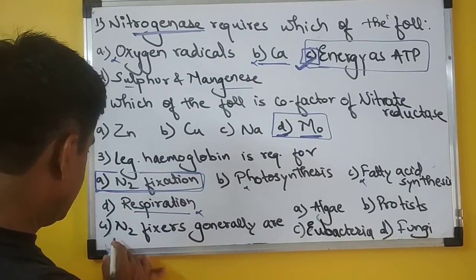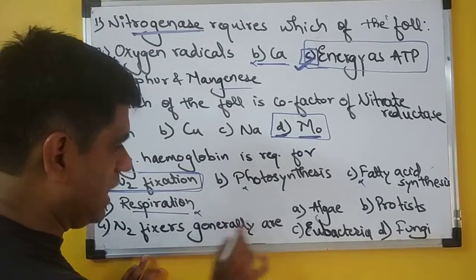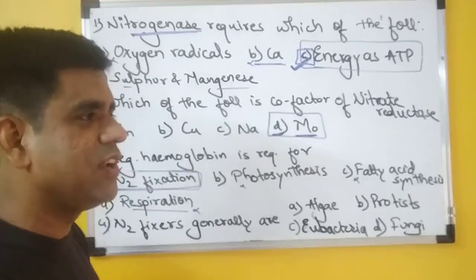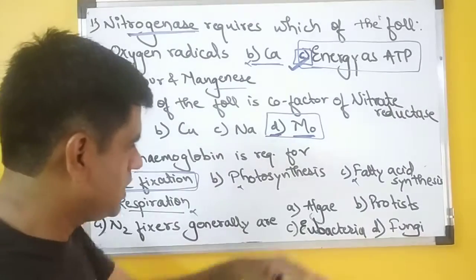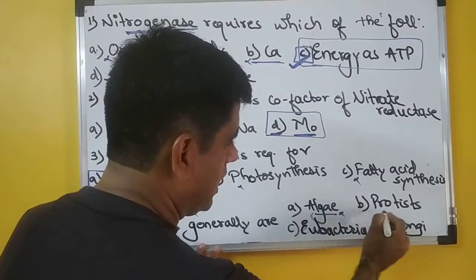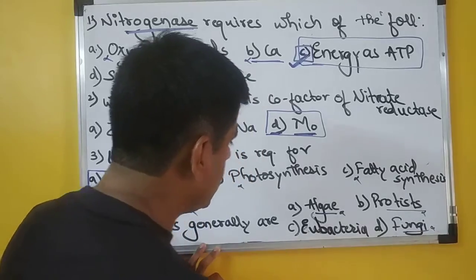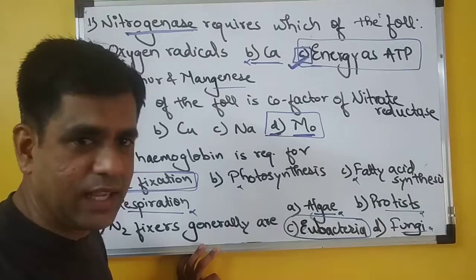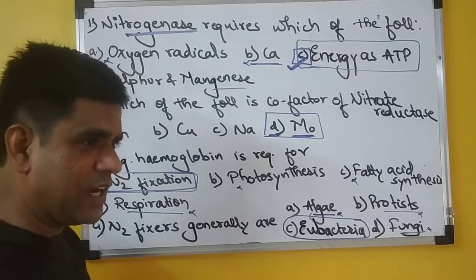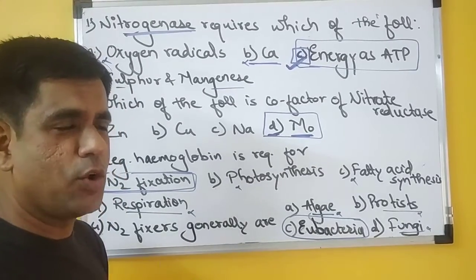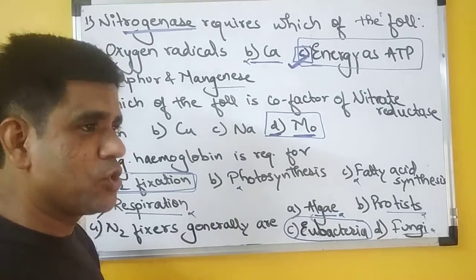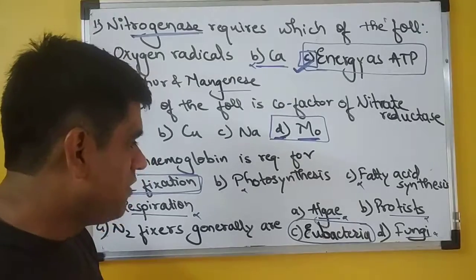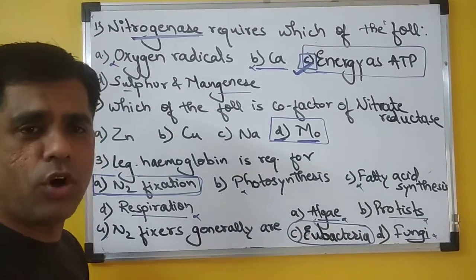Fourth, it says nitrogen fixers are generally, and here we are talking about biological nitrogen fixers. So nitrogen fixers generally we know that they are bacteria. So here the options which you have are algae, no they are not, protists they are not, fungi they are not. So most of the nitrogen we know is fixed by the domain eubacteria. Most of the nitrogen fixers, you may talk about cyanobacteria, rhizobium, azotobacter, clostridium, pseudomonas, n number of bacteria which fix the nitrogen, belong to the class of eubacteria.